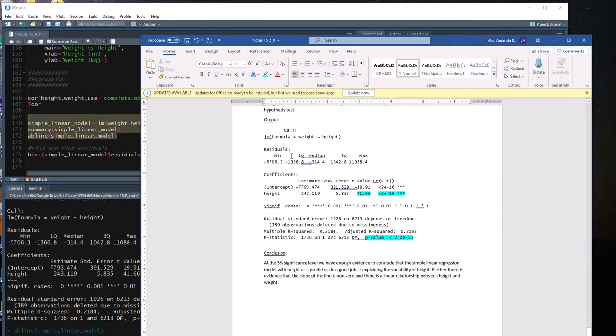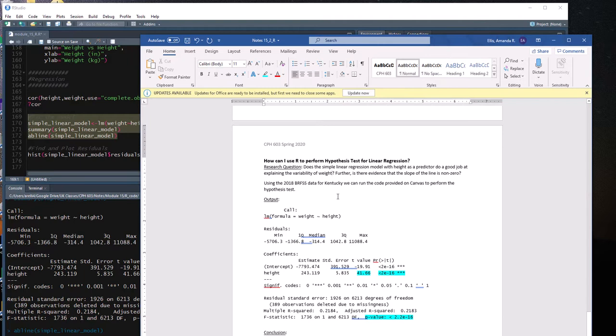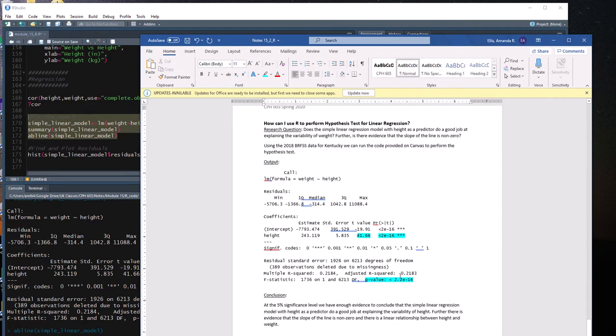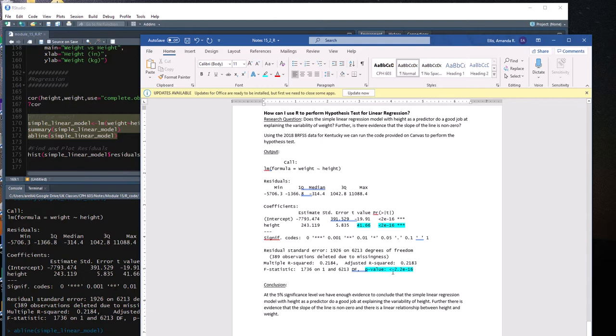Here's all the output. You'll notice there are two different sets of p-values. The first one given at the very bottom, that is our overall F-test. And so that's the one that corresponds with the question, does the simple linear regression model with height as a predictor do a good job of explaining the variability of weight? And you'll notice down here the p-value is very close to 0, so we are able to conclude that it is doing a good job.